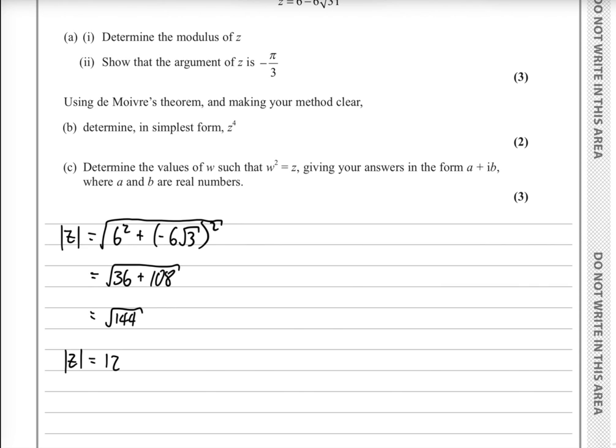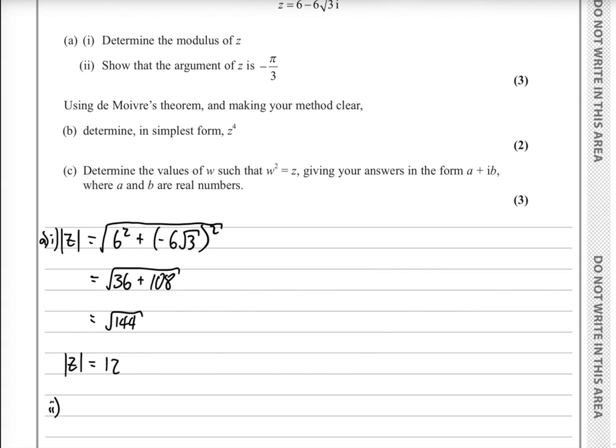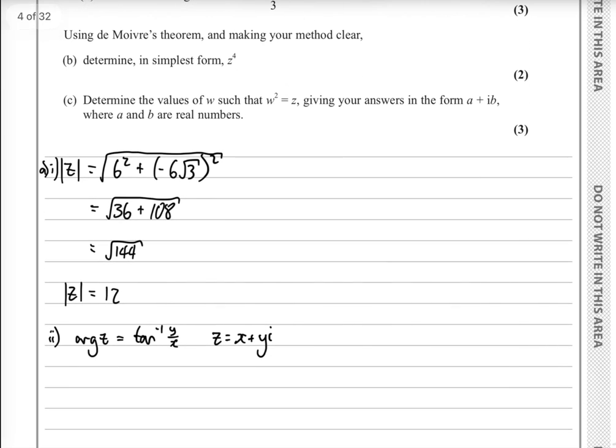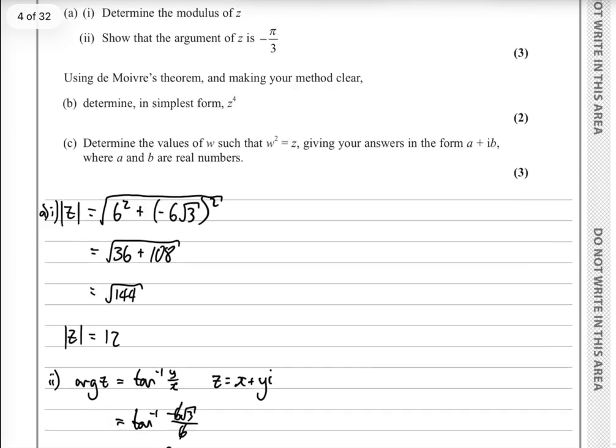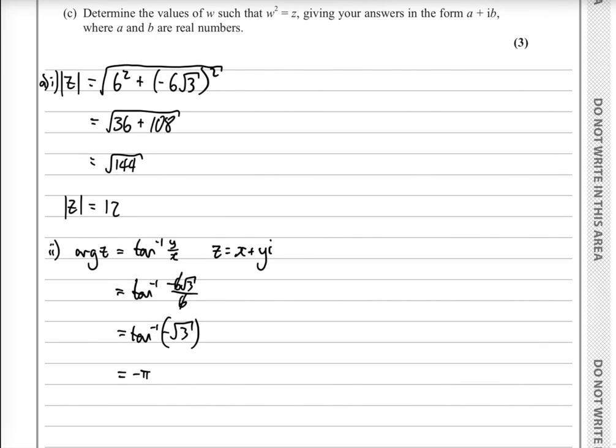Part A(ii). Show that the argument of z is minus pi by 3. The argument of z is given by the inverse tan of y over x, where x is the real part and y the imaginary part of z. So we've got minus 6 root 3 over 6. So that's just inverse tan of minus root 3. And if you put that on your calculator, you will indeed get minus pi by 3.